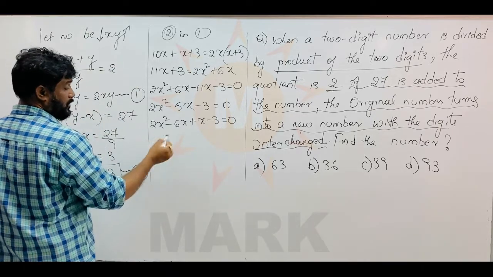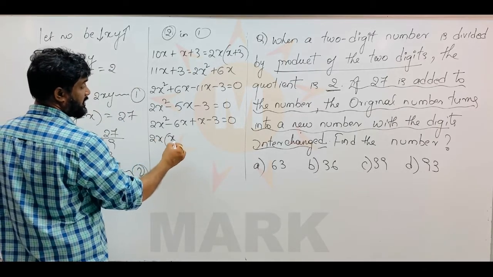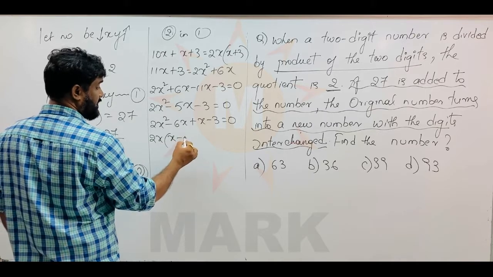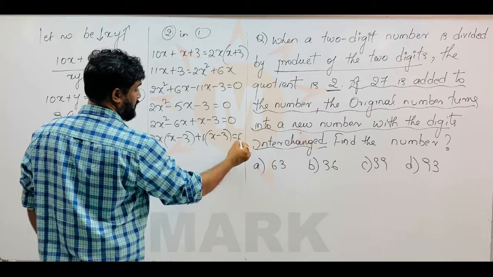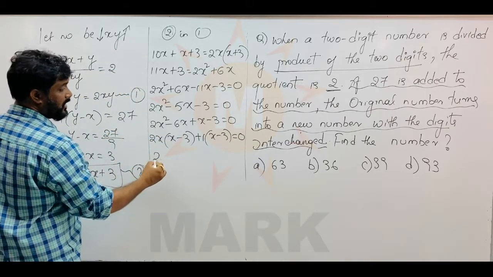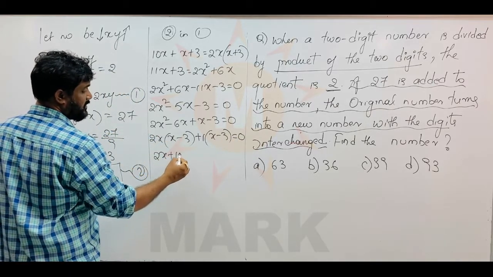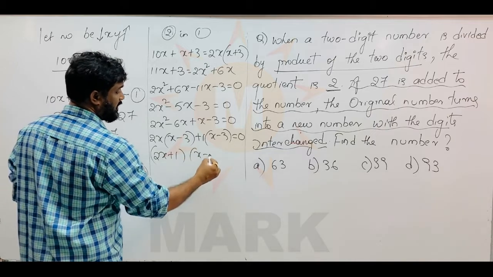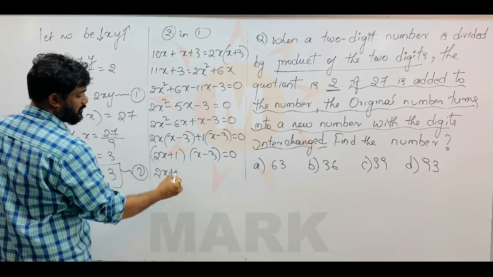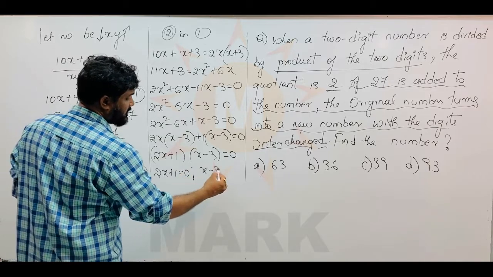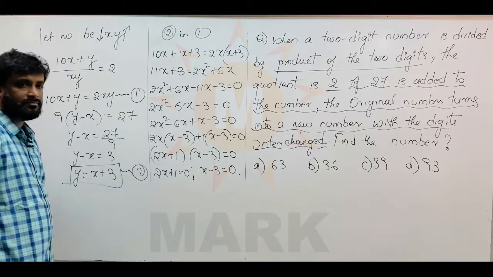So here if I take 2x as common, 2x into x minus 3 plus 1 into x minus 3 is equal to 0. So clearly it comes like 2x plus 1 into x minus 3 is equal to 0. So that means 2x plus 1 should be equal to 0 or x minus 3 should be equal to 0. Both can be equal to 0.